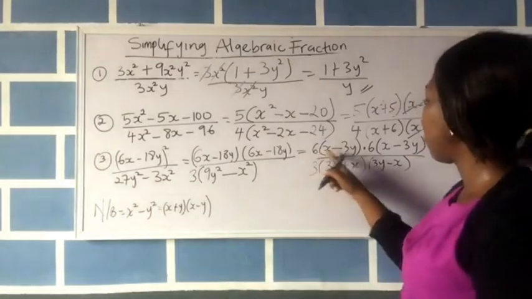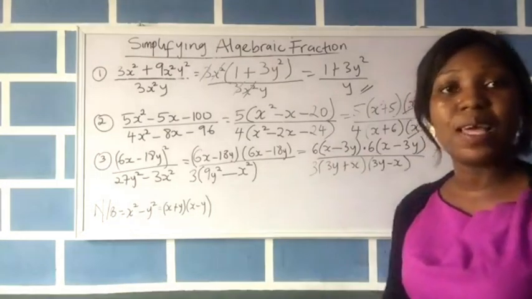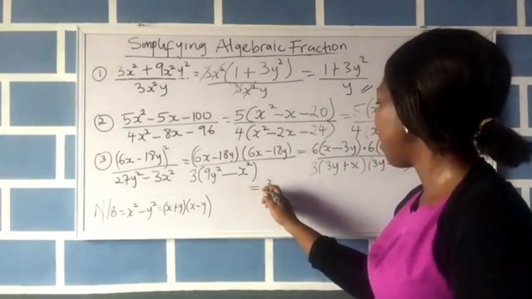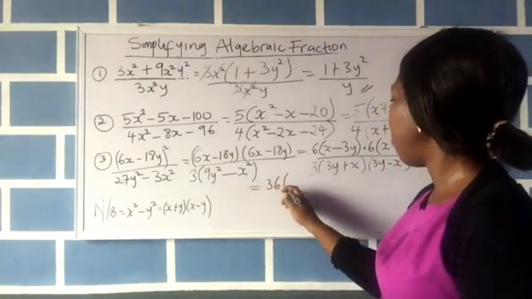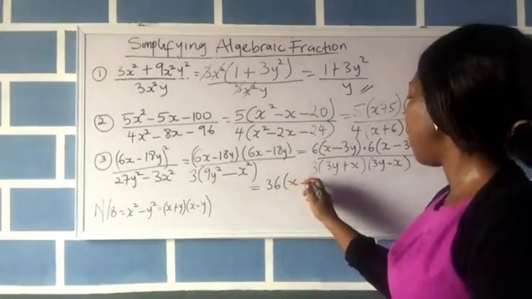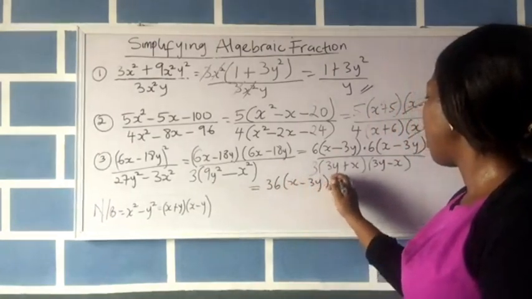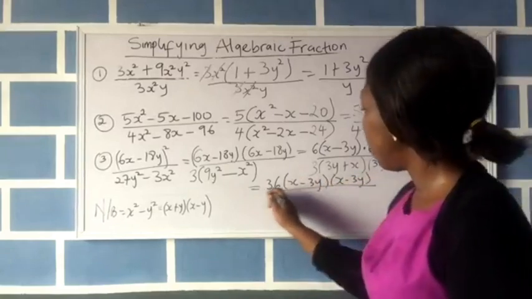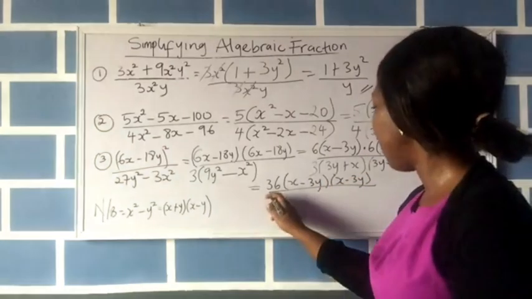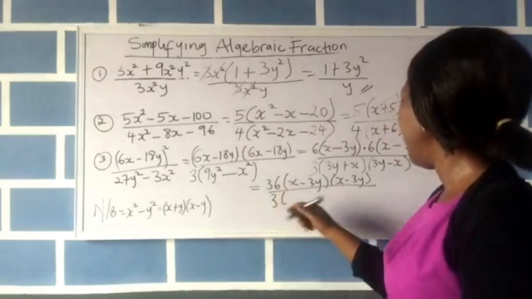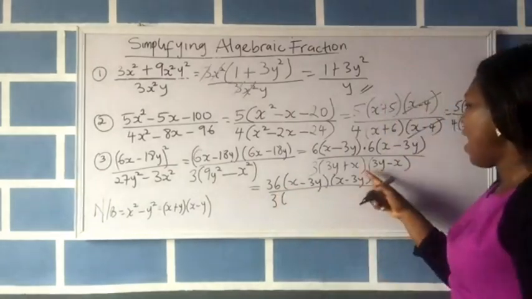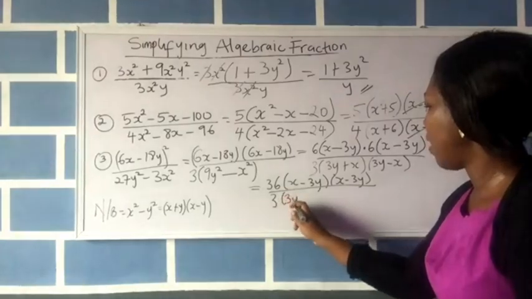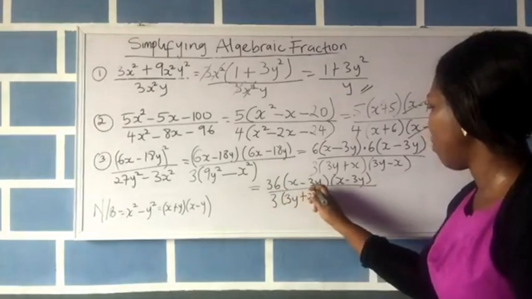Now that 6 times this 6 gives me 36. So I have it as 36 bracket x minus 3y, x minus 3y, divided by my 3. Now I have 3y plus x in brackets.